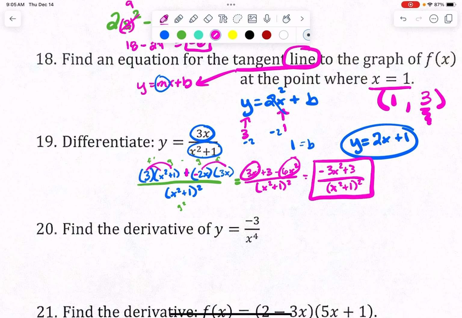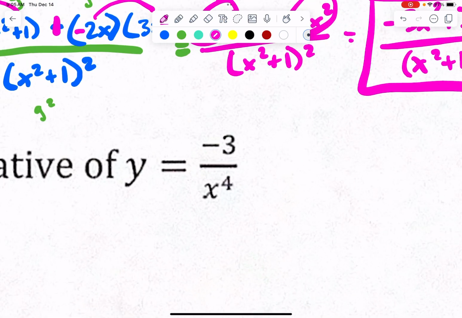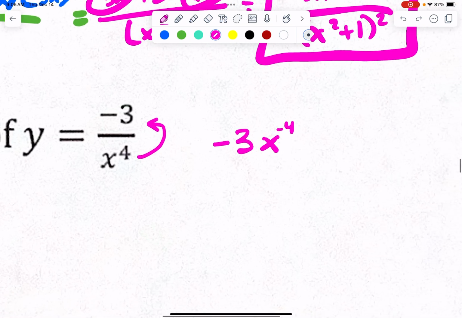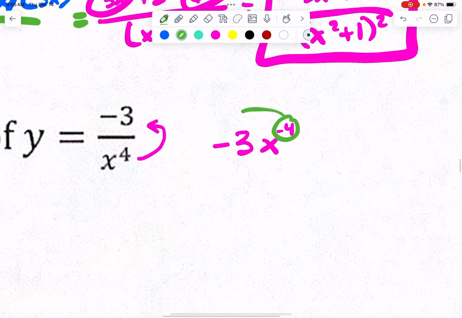Okay. Number 20, find the derivative. You can certainly use the quotient rule on this one as well, but I'm going to move the x to the 4th up to the top. So this guy will become negative 3x to the negative 4th, because now he's in the numerator, but he is a negative exponent, and now I can just do the power rule. So negative 4 comes down in front.